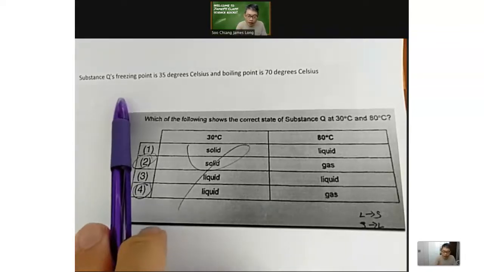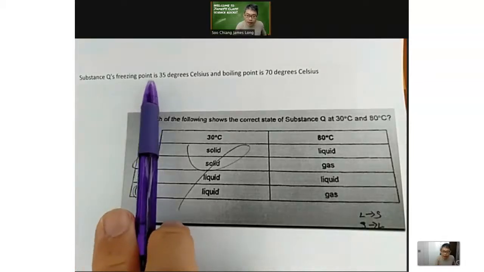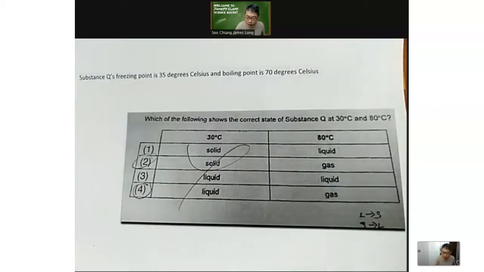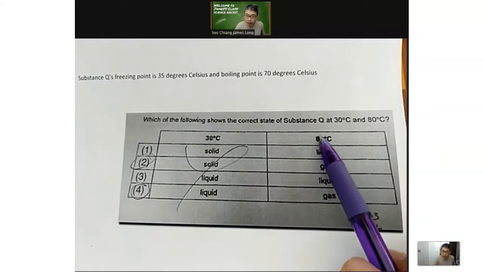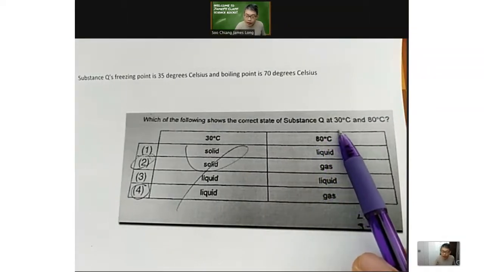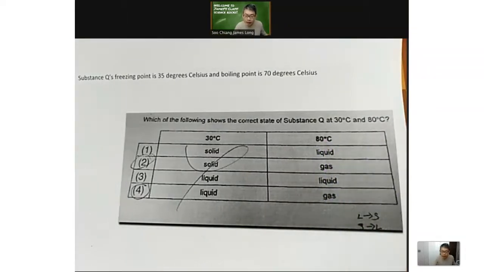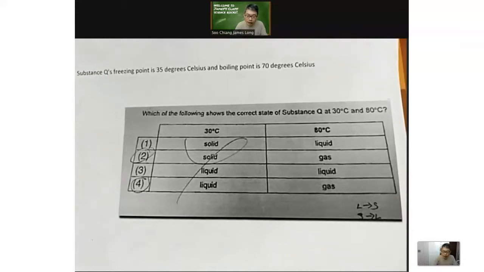Now, substance Q's freezing point is 35 degrees Celsius and boiling point is 70 degrees Celsius. So, which of the following shows the correct state of substance Q at 30 degrees Celsius and at 80 degrees Celsius? So let's take a look at this. Let me draw the model to show this.